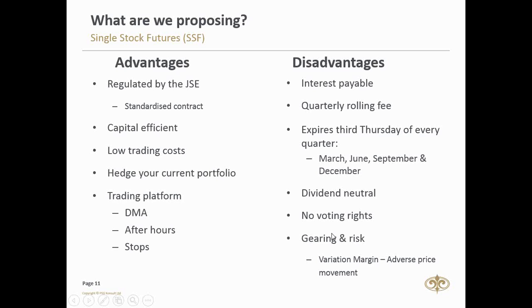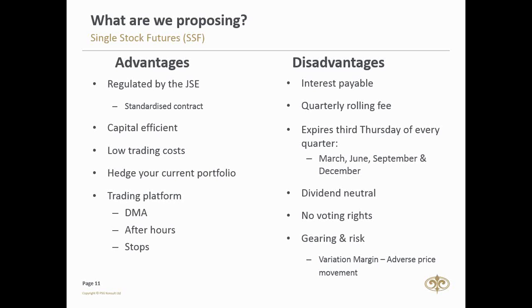Again, you can have 1,000 contracts on Sasol. You are not a shareholder. You cannot vote at the AGM. And again, it could be a disadvantage if you don't understand how the gearing works. Okay, so those are the two what I call equity-based derivatives.